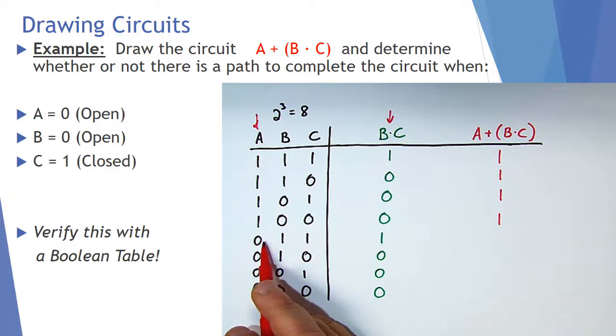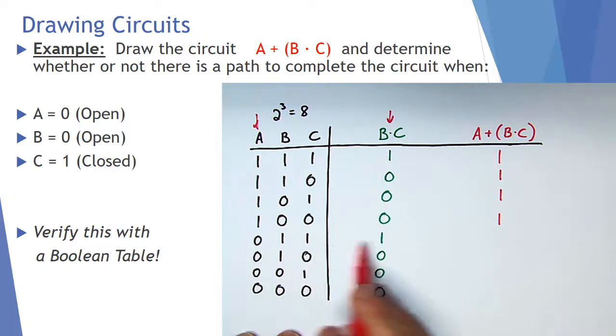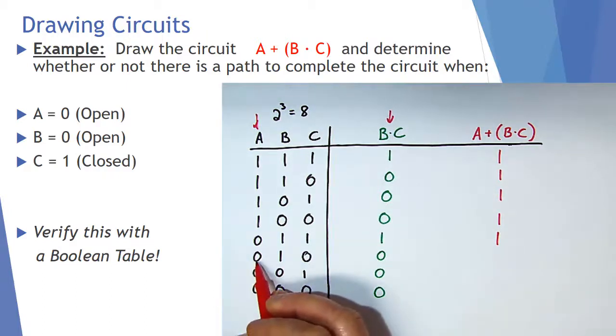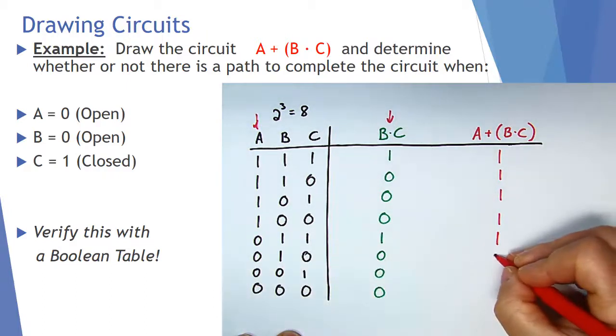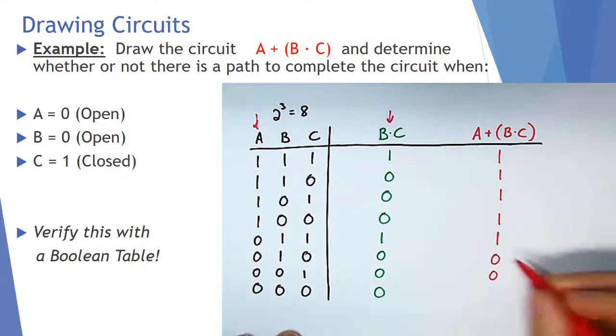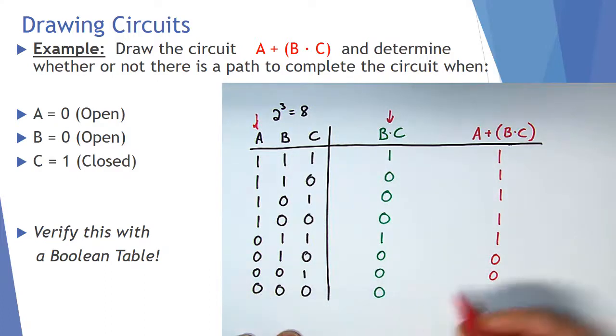Row 5, do we have A or B and C? We don't have A, but we do have B and C, so that'll be a 1. Row 6, we don't have A and we don't have B and C, that's a 0. Row 7, no A, no B and C. Row 8, no A, no B and C.